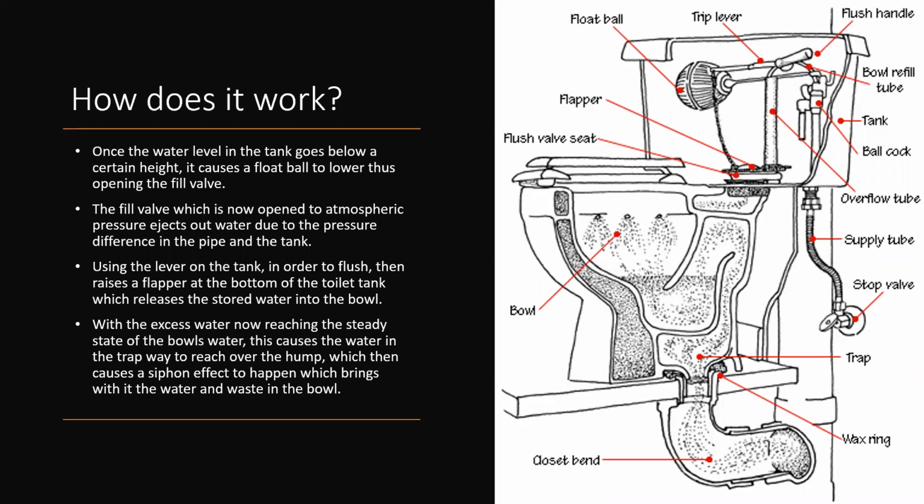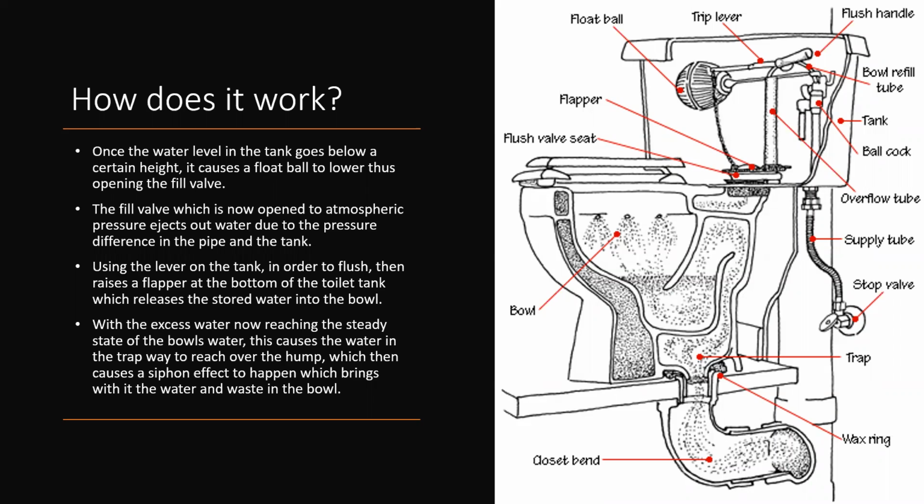So how does the toilet work? Once the water level in the tank goes below a certain height, it causes the float ball to lower, thus opening the fill valve. The fill valve, which is now open to atmospheric pressure, ejects out water due to the pressure difference in the pipe and the tank.